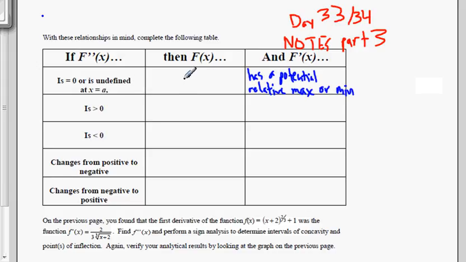Well, now when I know that my first derivative has a potential max or min, then the original function is going to have a potential point of inflection. And what is that good for? Now when I know the second derivative is 0 or undefined, there's a potential for a point of inflection. And later on we'll figure out how we can determine that.